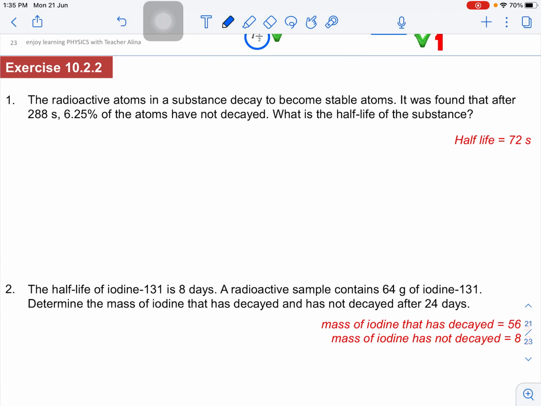Next, you can do the exercise to make sure that you understand what we have learned in the concept of half-life. In the exercise, the answer is already given. The red one is the answer, at the right side. If you didn't get the answer, please ask in the class slot of physics. Please ask which question you can't understand. Please ask your teacher. That's for today.